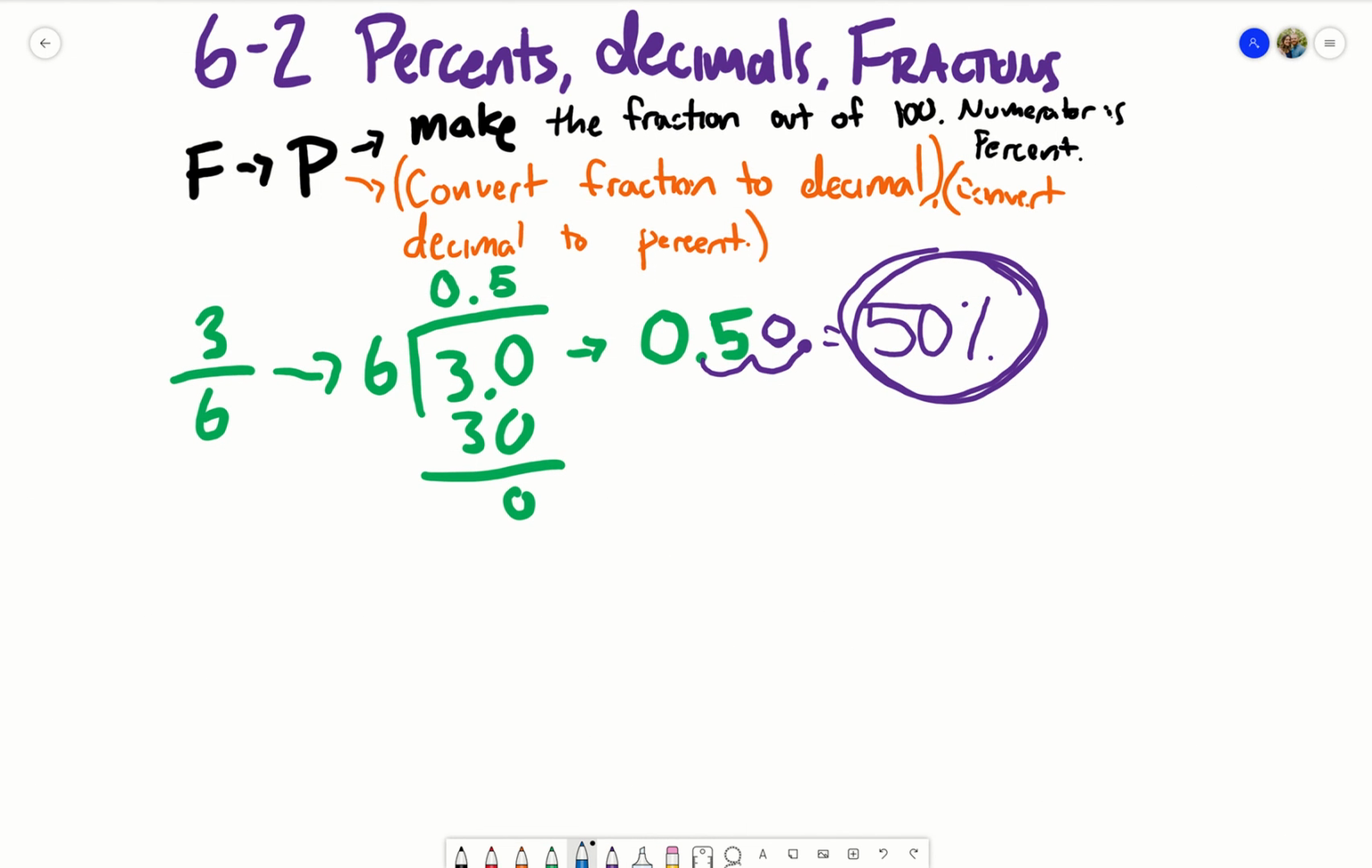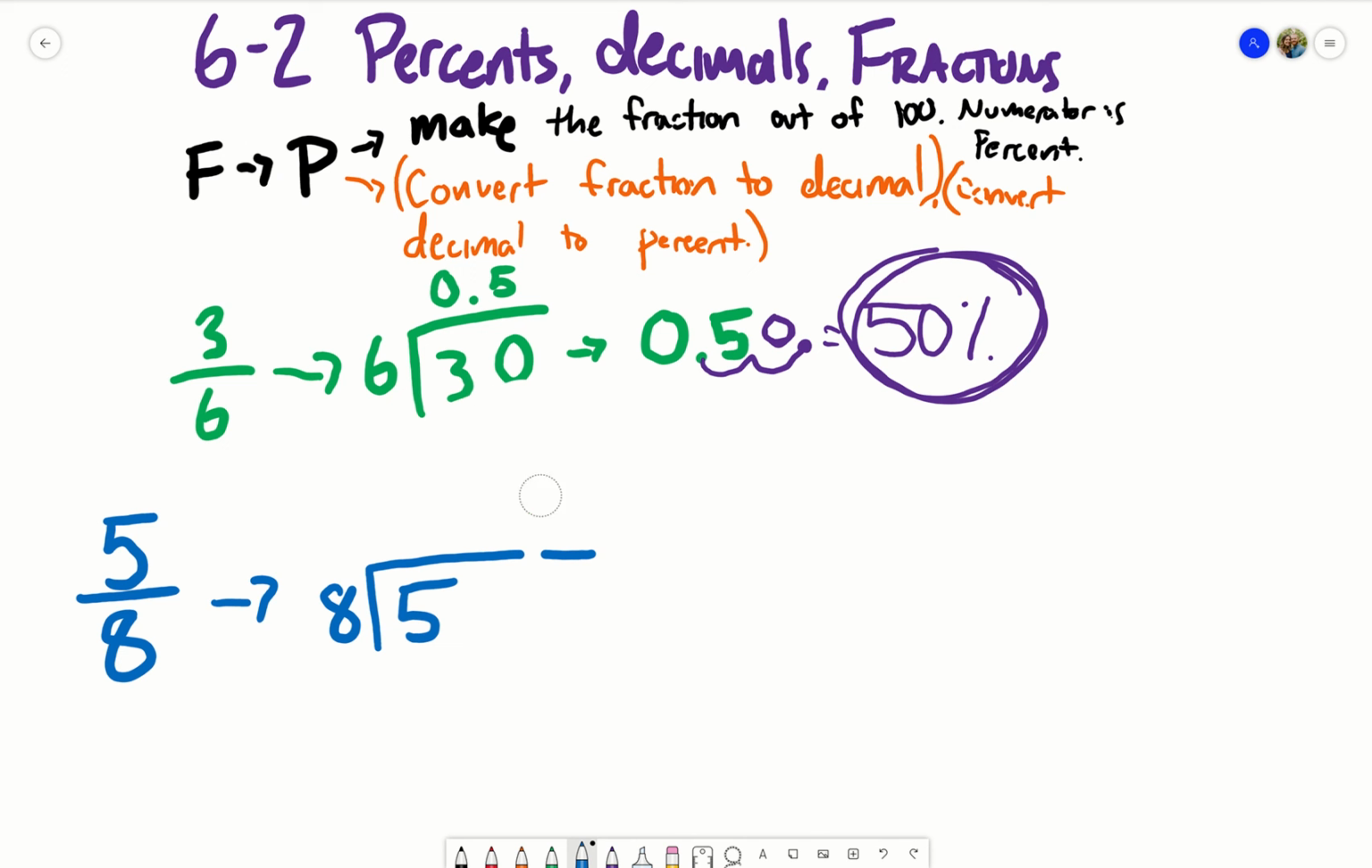If I had something like, I don't know, what could I do? I could do 5/8 here. I can't get from 8 to 100, so I need to divide. Numerator on the inside, denominator on the outside. Let me erase some of this up here. All right, 8 goes into 5. Can 8 go into 5? No, it cannot. So add our 0, decimal, and a 0. 8 goes into 50. 8 can go into 50 6 times. That gives me a 48. This gives me a 2.